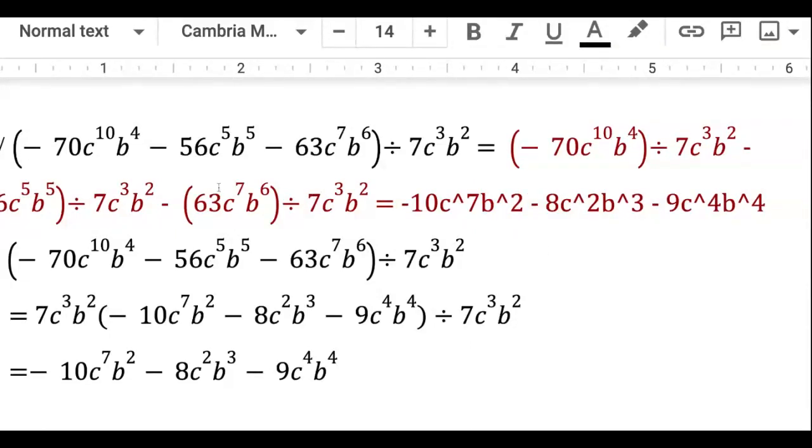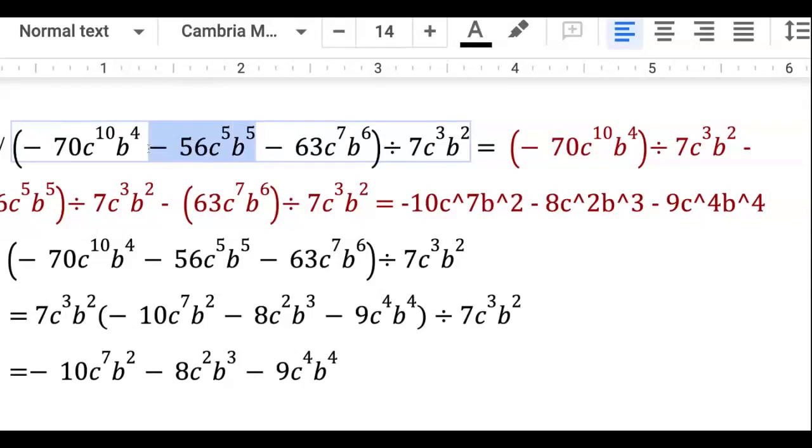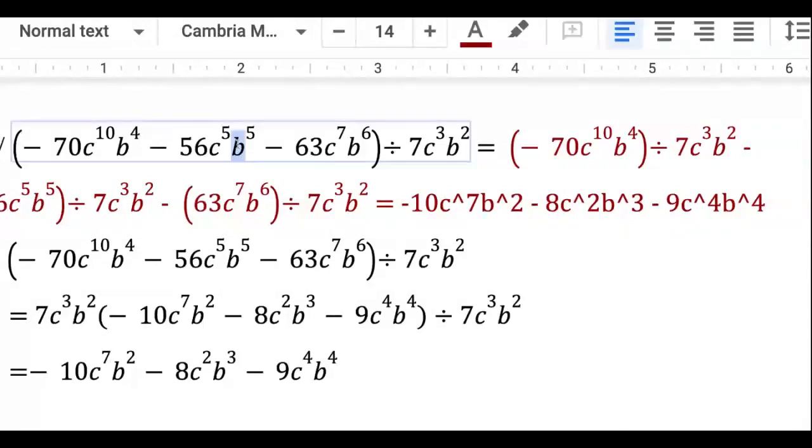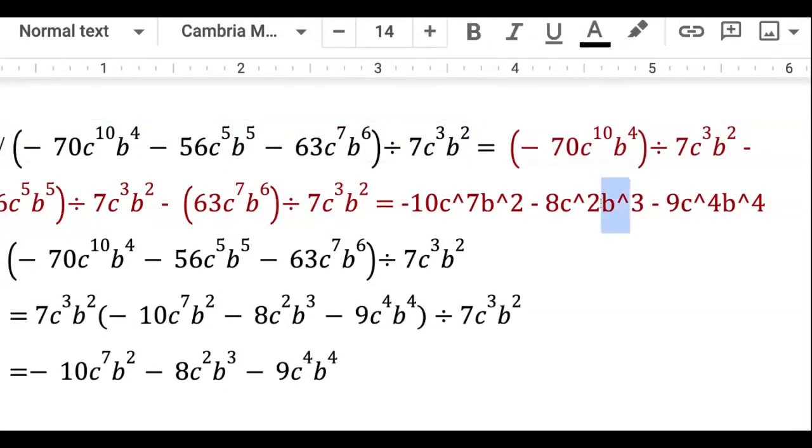Then the second term, -56 c to the 5th b to the 5th divided by 7c cubed b squared. Well, negative 56 divided by 7 is negative 8. Then c to the 5th power divided by c cubed is c to the 5 minus 3, which is c squared. And b to the 5th power divided by b squared is b cubed.